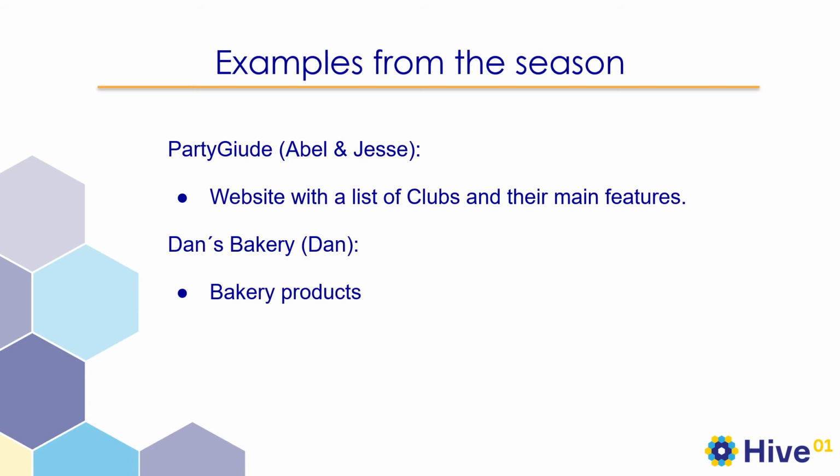Now this is where I actually want to go over some examples from the season. I'll start actually with Partigo, with Abel and Jesse, where for you a website with a list of clubs and their features is already enough. If I understand your idea correctly. And you asked a while ago if I knew any programmers. Is this correct? By the way. Yeah, I think so. I think that's the essential kind of.